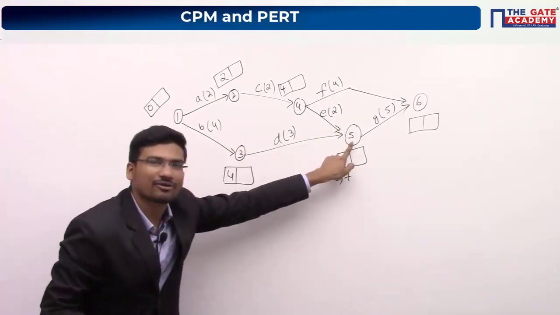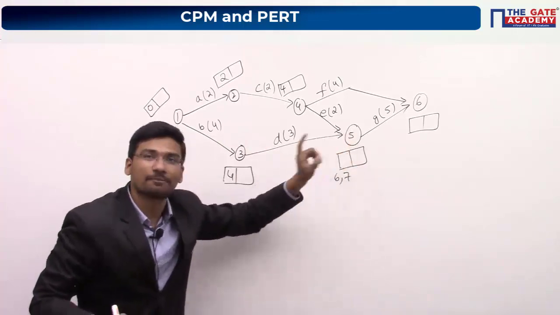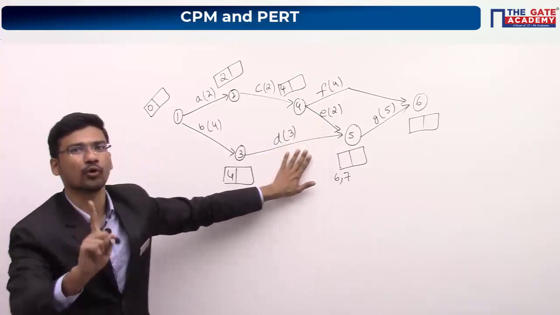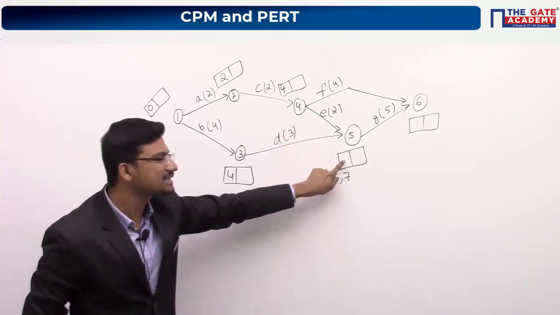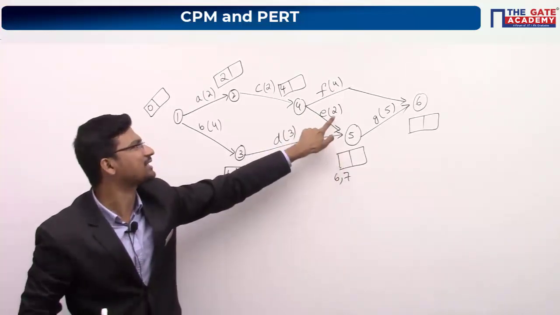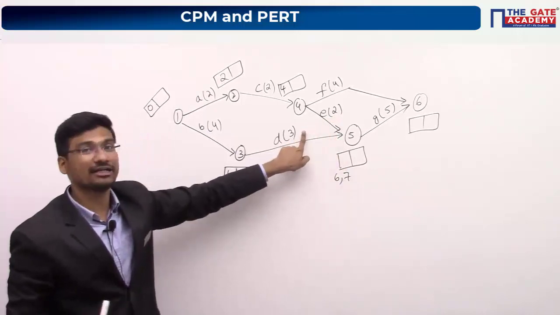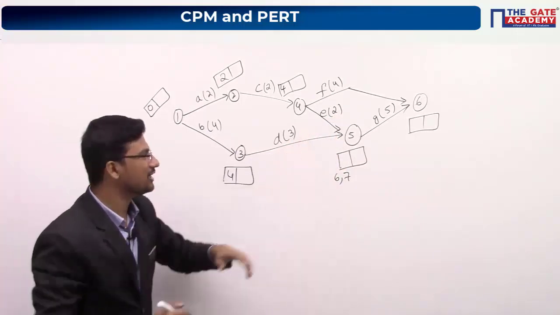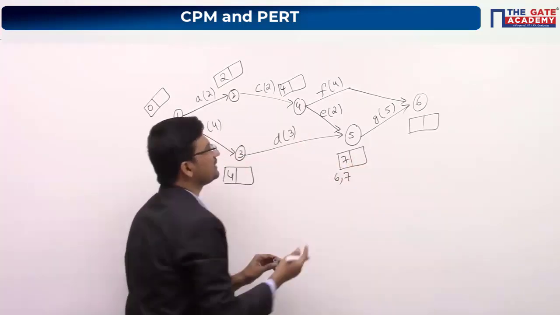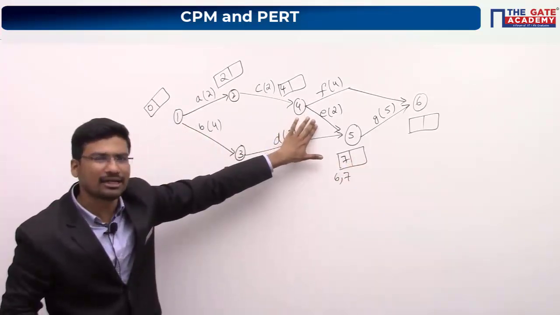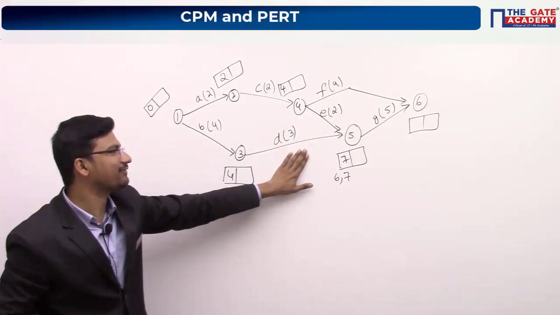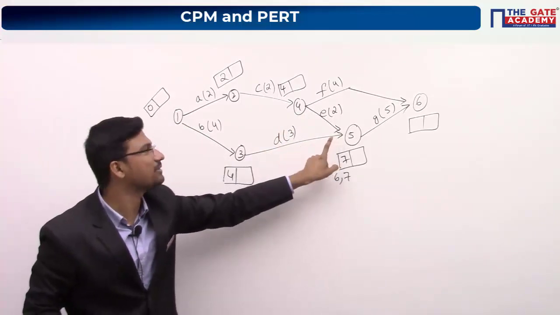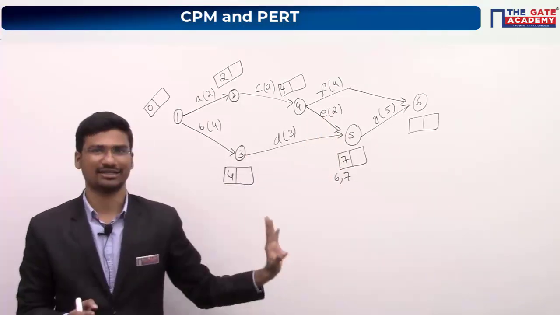But what does node number 5 represent? Node number 5 represents completion of activity E and activity D both. Okay. If I write 6 here, I am just saying that activity E is completed, but activity D is not completed. So to complete activity D also, if I write 7 here, within 6 days activity E will be completed, and within 7 days activity D will also be completed. As this node represents completion of both the activities, we have to write 7 here.